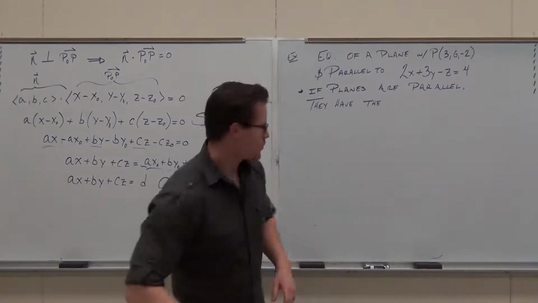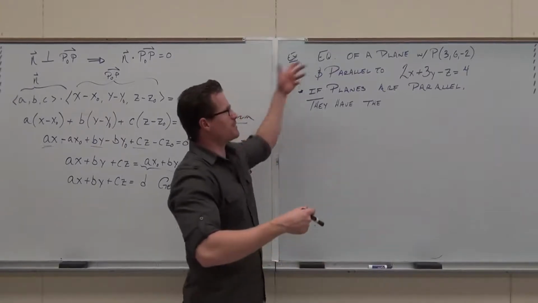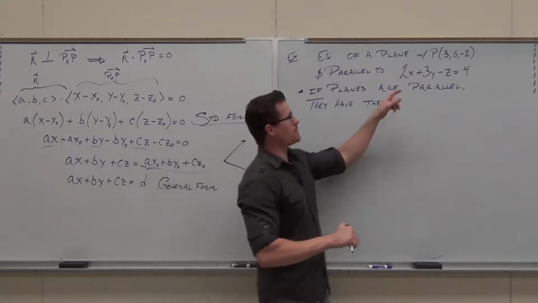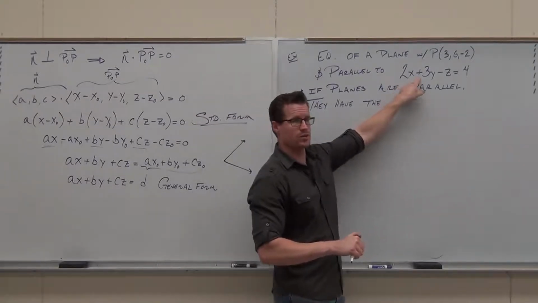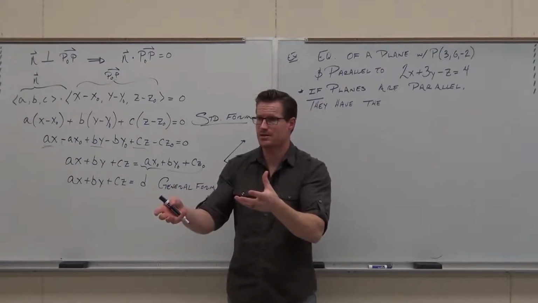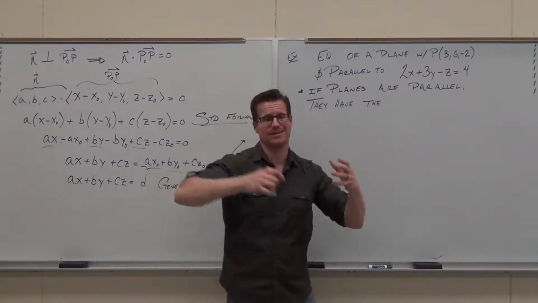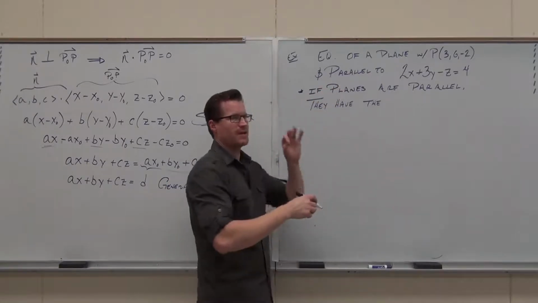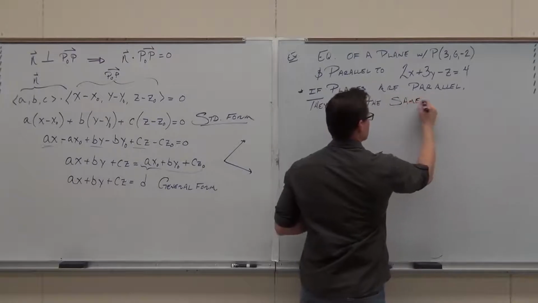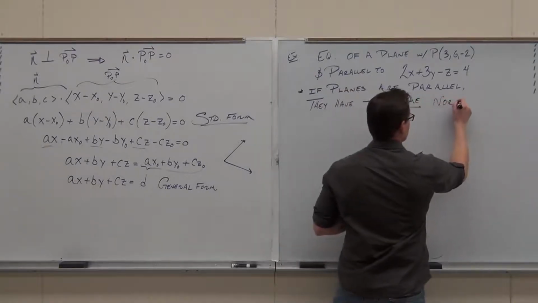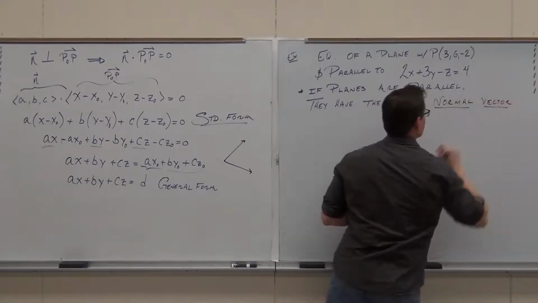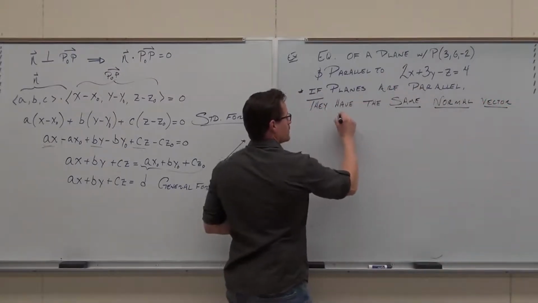No. So whenever I ask you to find the equation of a plane that's parallel to another plane, if you can find the normal vector to the parallel plane, you have found the normal vector that we are looking for. Does that make sense? It's not super hard, but you have to think like this. If planes are parallel, they have the same normal vector.